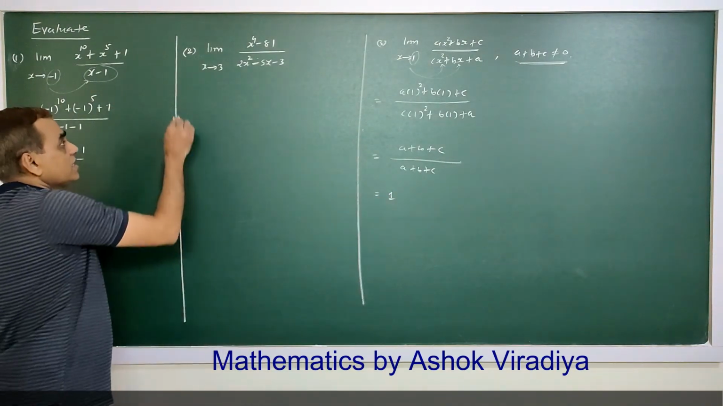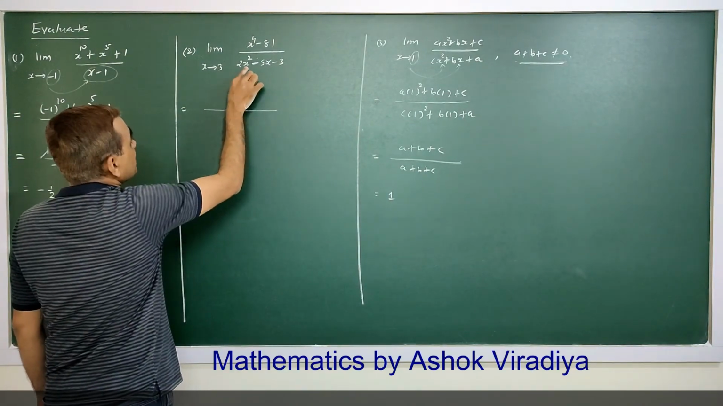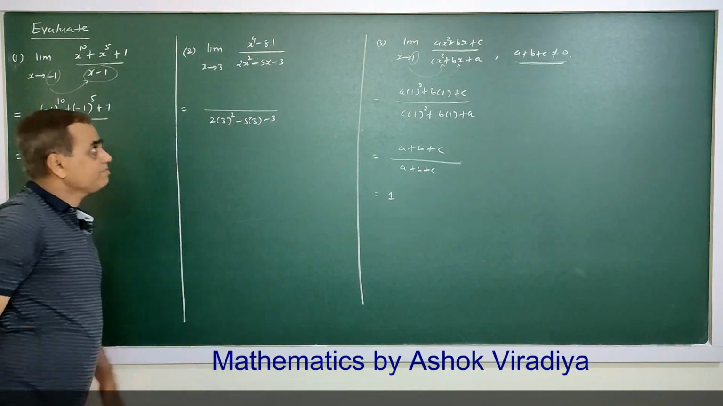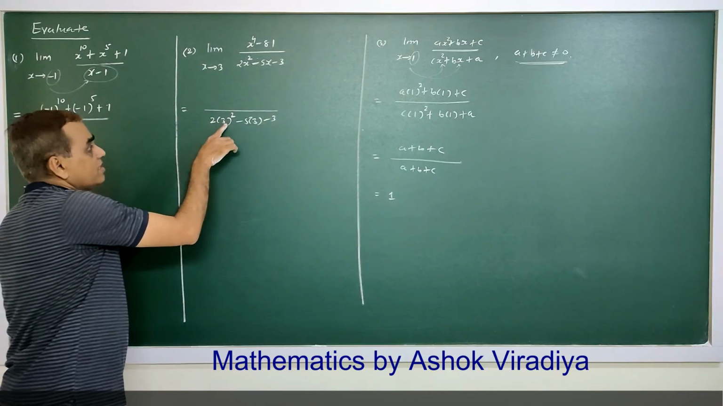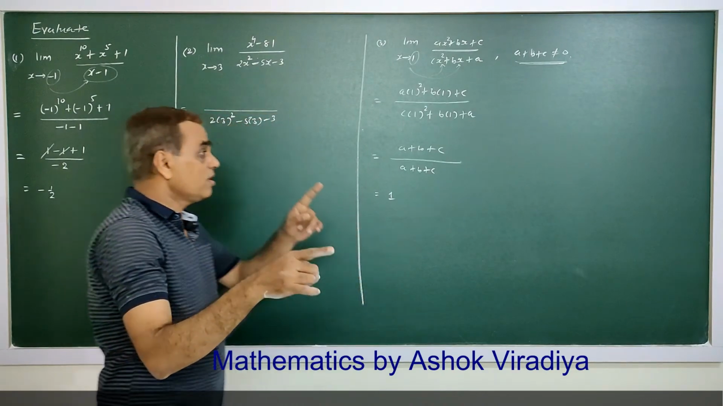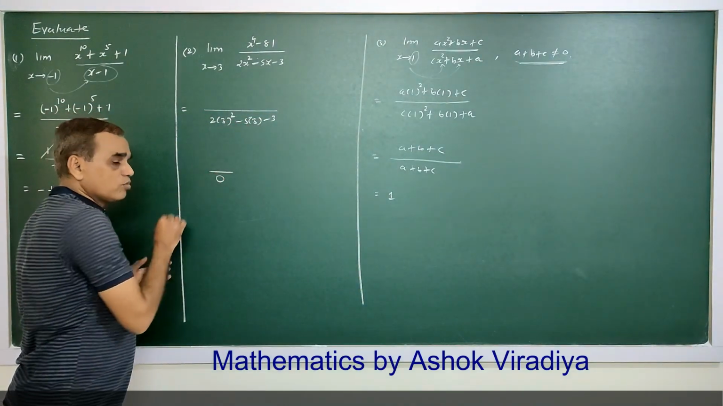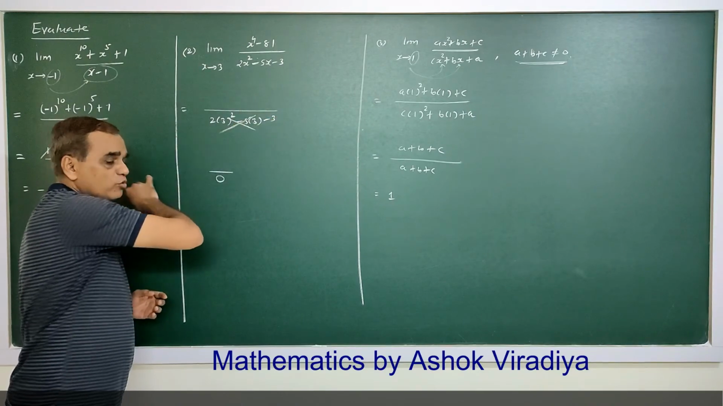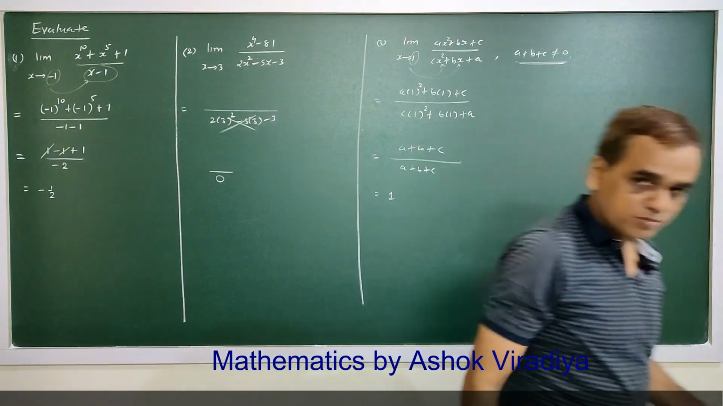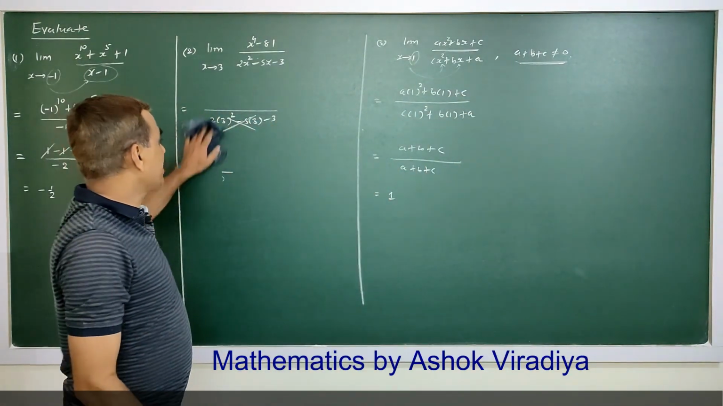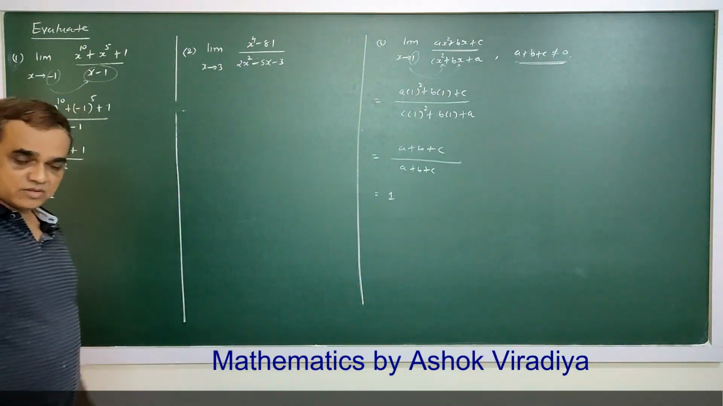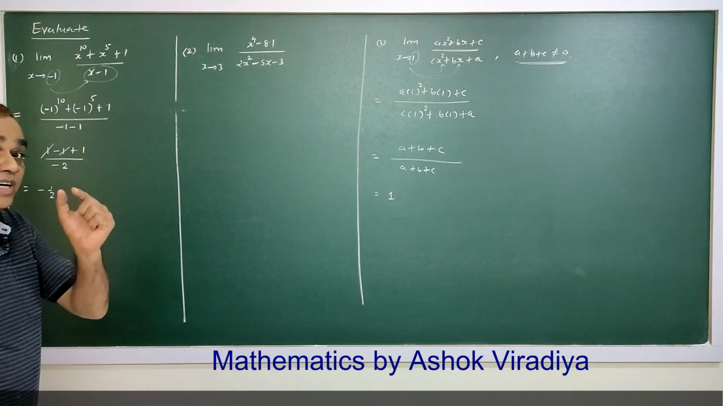Now here, if you keep x equal to 3 here, so 2 into 3 square, minus 5 into 3, minus 3. So this is 9 into 2, 18. 18 minus 18 is 0. The denominator is 0. So we are not allowed to put the value. When the denominator is 0, don't put value. Always focus on the denominator. Numerator 0 is allowed, not denominator.